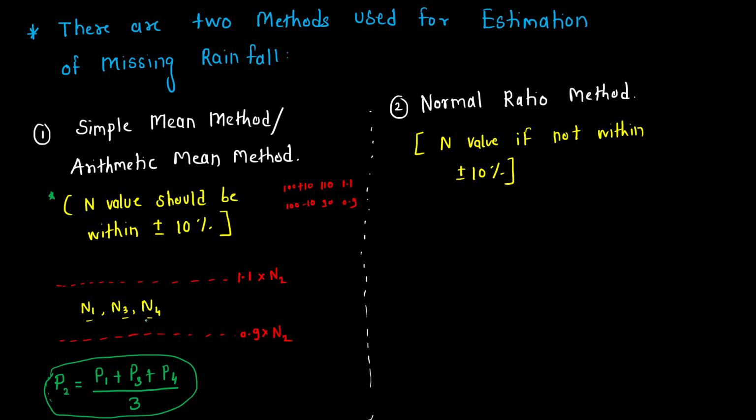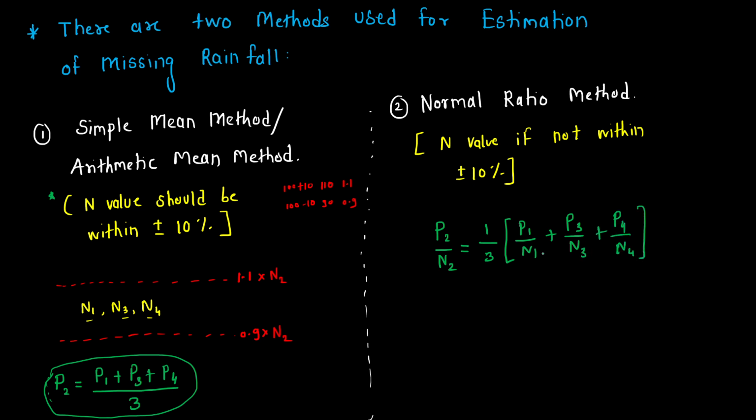If it is not between plus or minus 10 percentage, then we have to go for the normal ratio method. What is the formula for the normal ratio method? We will write it down. It is P2 divided by N2, since the second station data we have to find out, equal to 1 by the number of remaining stations. The remaining stations are 3, so P2 by N2 equals 1 by 3 in brackets, P1 by N1 plus P3 by N3 plus P4 by N4.